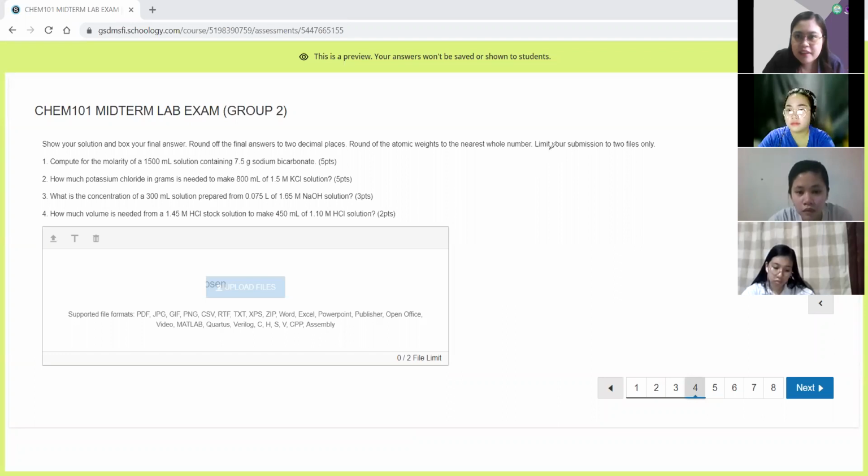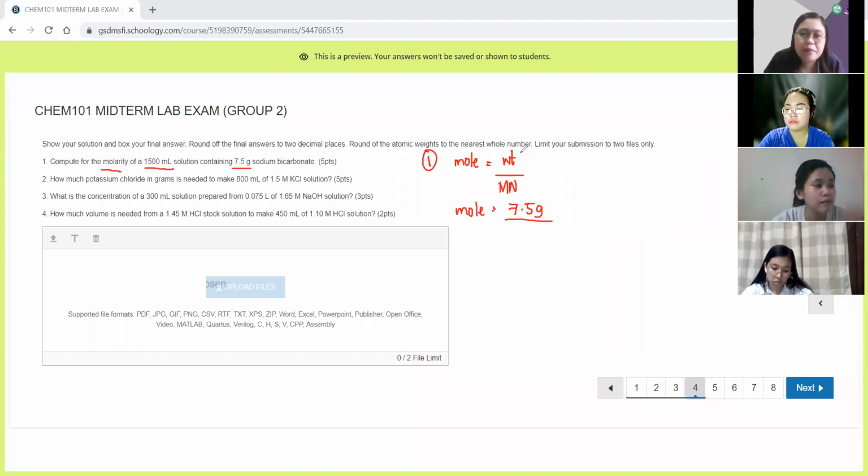So for number 1, tiningnan ko talaga itong mga submissions ni dito ha, including your solutions. For number 1, we are looking for the molarity. The given, the volume is 1,500 ml and the amount of substance is 7.5 grams. That is for the sodium bicarbonate. So you will start with first looking for the number of moles, which is weight of the substance divided by the molecular weight. So this is 7.5 grams and the molecular weight of sodium bicarbonate is 84.